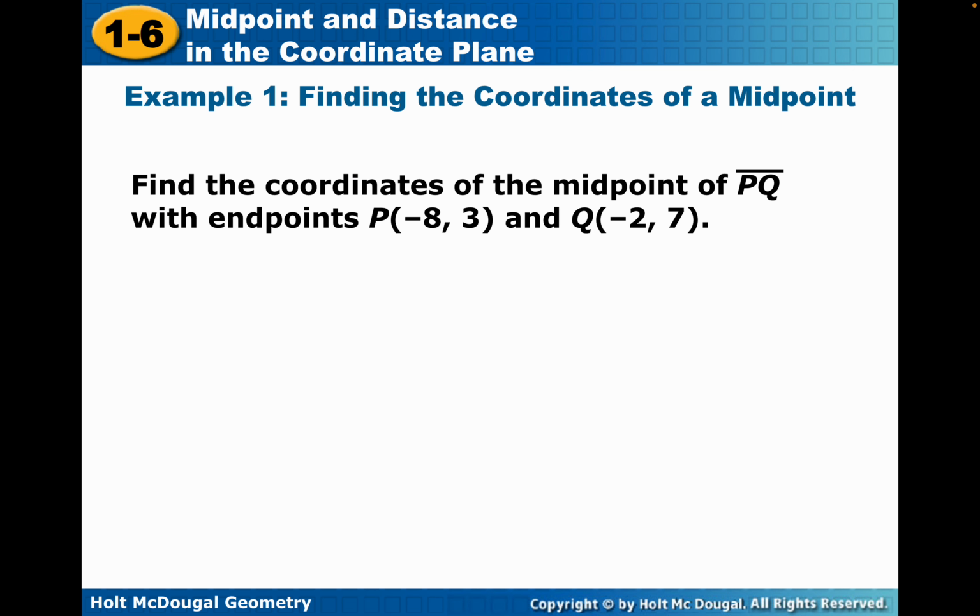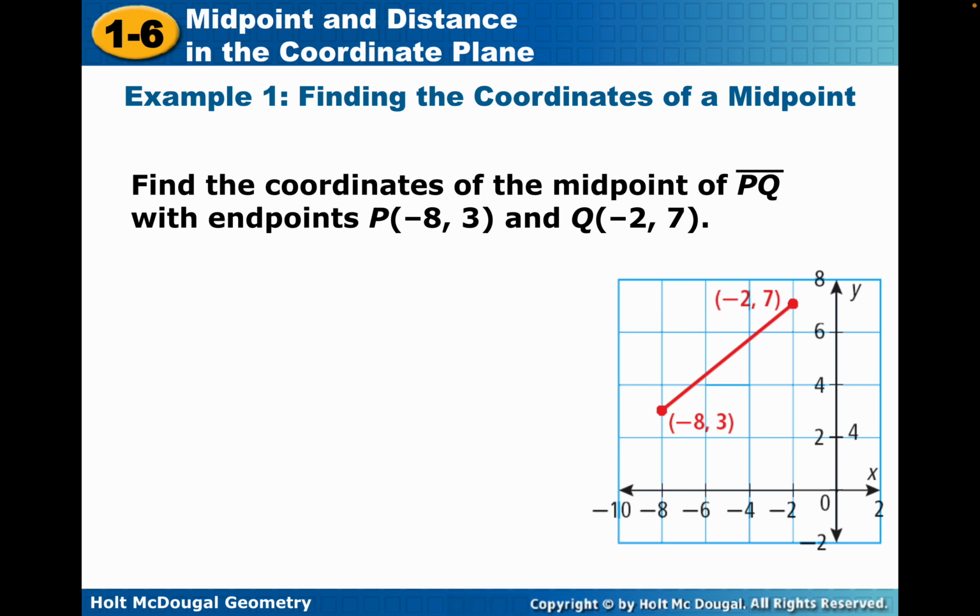Okay, so this says find the coordinates of the midpoint of PQ with the endpoints of P, which is negative 8, 3, and Q, which is negative 2, 7. The first thing that we need to recognize is these are going to be our two coordinate values, so we have to figure out our x's and our y's. Remember, the x's are our horizontal axis, and that's going to be the first number, and our y's are the vertical line, and that's going to be the second number of the pairs. If you were to graph it, that's what it's going to look like right there, and that's where our two points P and Q are.